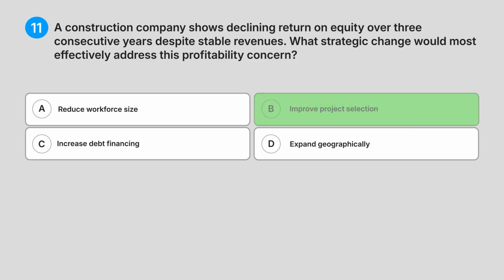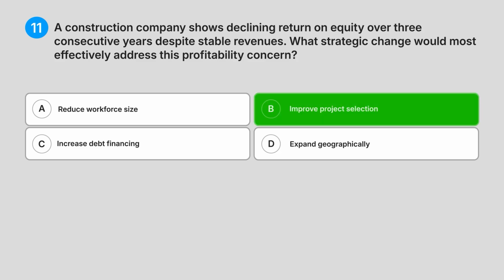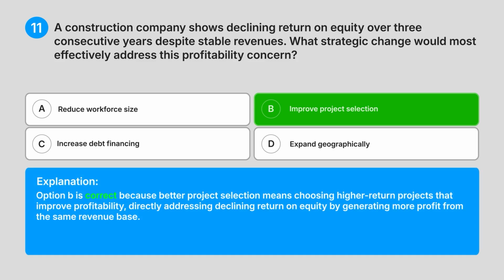Correct answer: B. Improve project selection. Explanation: option B is correct because better project selection means choosing higher return projects that improve profitability, directly addressing declining return on equity by generating more profit from the same revenue base.